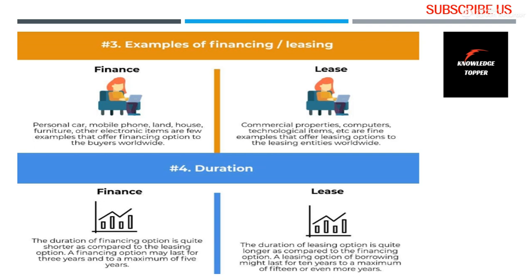Now if we talk about the duration from the perspective of finance, the duration of financing option is quite shorter as compared to the leasing option, because a financing option may last for 3 years to a maximum of 5 years. Now if we talk about from the perspective of lease, the duration of leasing option is quite longer as compared to the financing option, because a leasing option of borrowing might last for 10 years to a maximum of 15 or even more years.